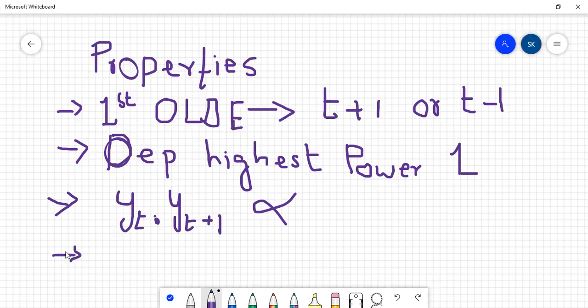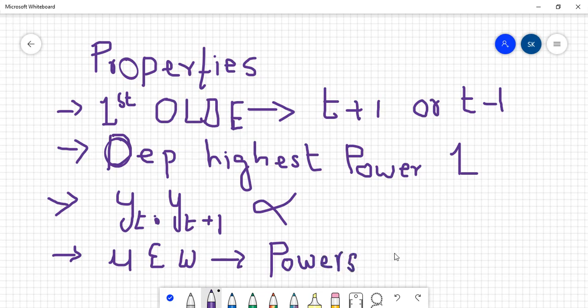What next we have is that the variables or the constants like mu and w may be linear or non-linear. That is, mu and w. Their powers can be higher, powers can be greater than 1. It is not necessary that they are always greater than 1. They can be equal to 1. They can be greater than 1.